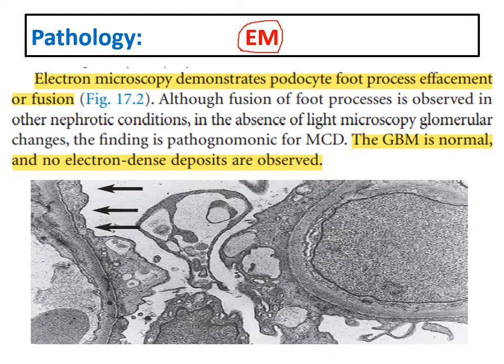في الغالب هيكون في إيه؟ بودوسايت foot process effacement, foot process effacement or fusion. والجلوميرولار بيسمنت ممبرين هيكون نورمال. المشكلة كلها بتكون في البودوسايتس، وبيكون في no electron dense deposits، مفيش deposits في المينيمال تشينج. Let's look here. This is the podocyte، دي البودوسايت، ودي الفوت processes. هنا الافكشن، foot process effacement or fusion.